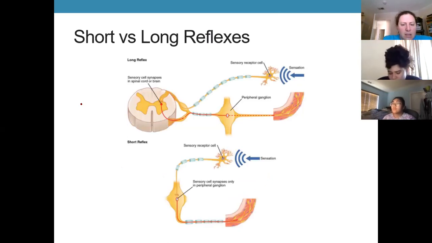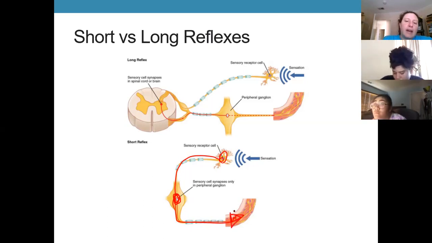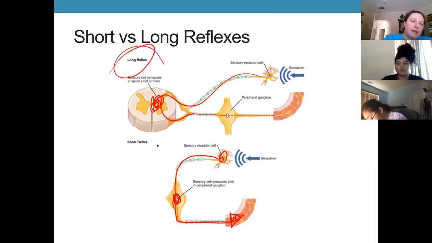So this is showing how a sensory receptor could just synapse with the second or postganglionic motor neuron and have an effect without having to go up to the spinal cord or the brain and have integration at the level of the preganglionic neuron. All right, that's the difference between long and short.